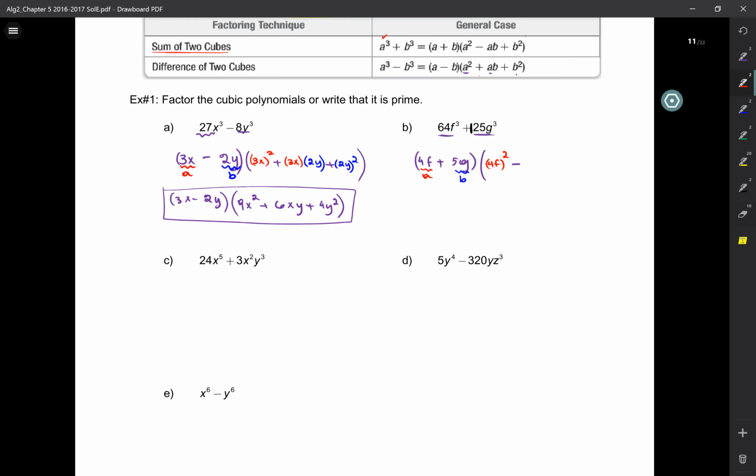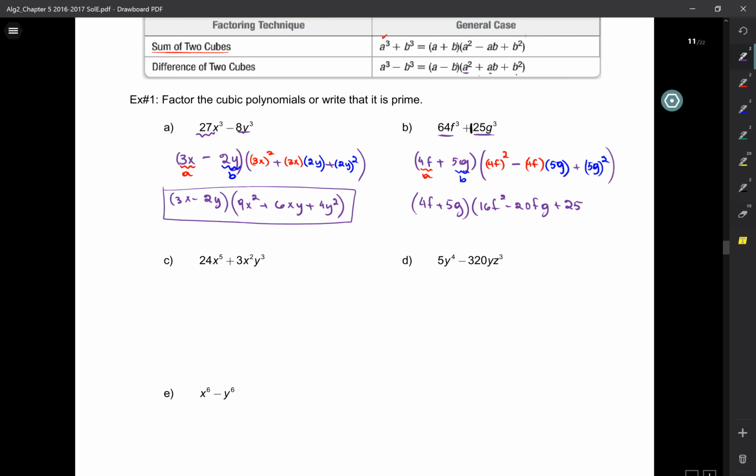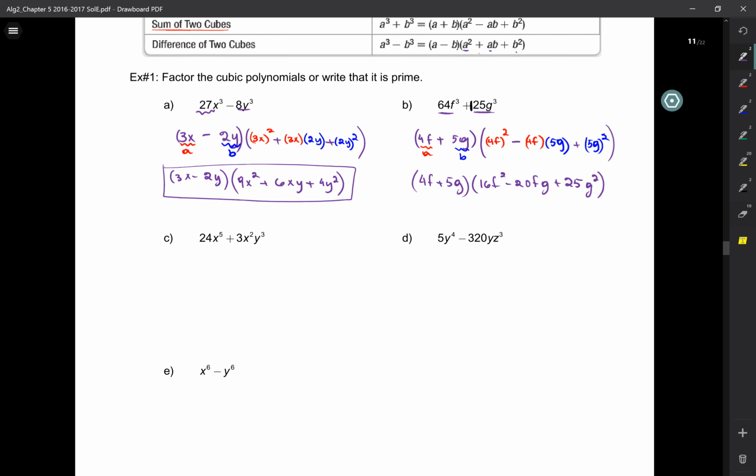Well, we're using this first formula, and this is a minus there. So now, it's times AB, so 4f times 5g plus b squared, so 5g squared. All right, so we get 4f plus 5g times 16f squared minus 20fg plus 25g squared. All right. And that's the factored form.